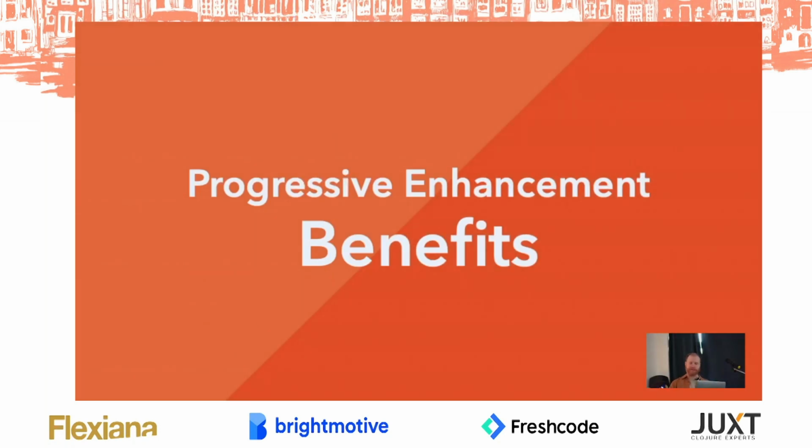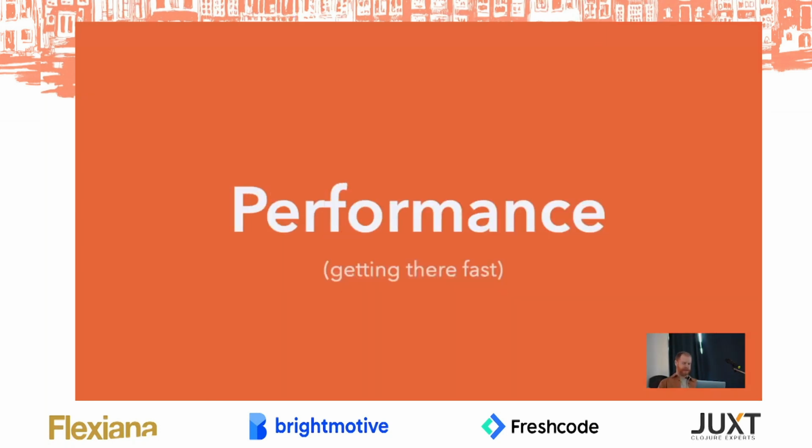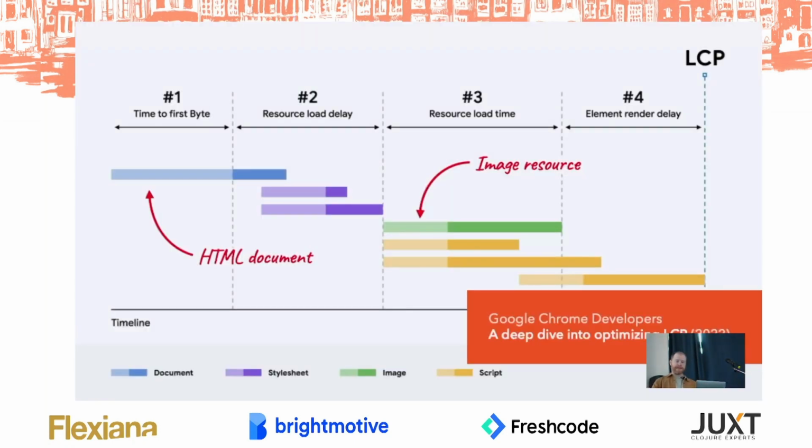So I want to talk about three benefits to progressive enhancement. We're going to talk about performance, resilience, and accessibility in that order. So we'll start with performance, so getting there fast. This is a slide about the LCP load time. So LCP is the largest contentful paint. This is from a presentation at Google I/O this year.